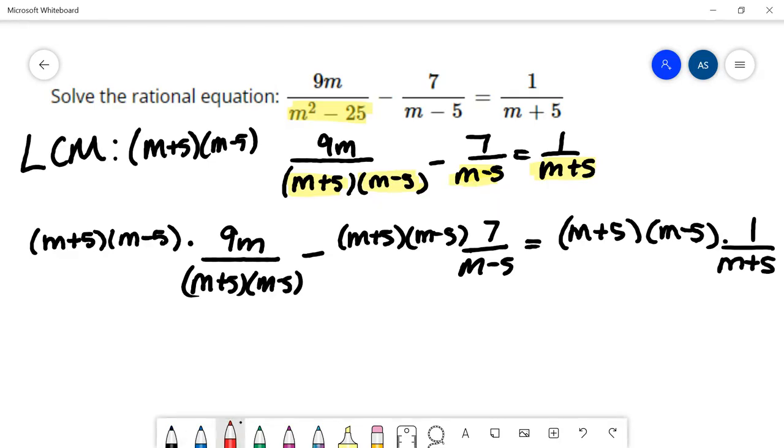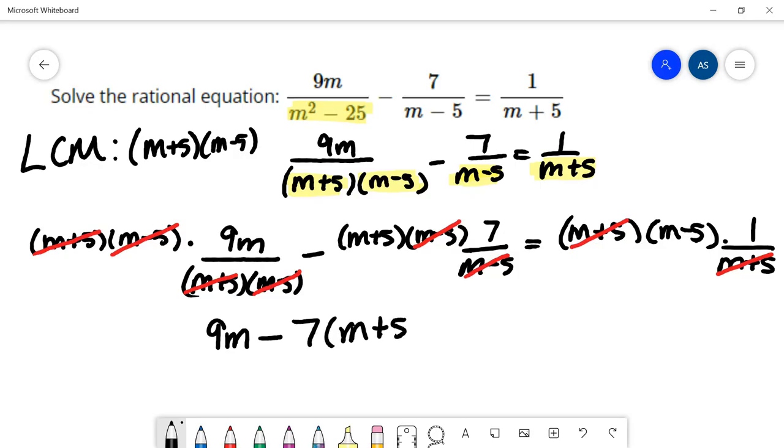Well, once we multiply by the least common multiple on every term, we should be canceling our denominators. M plus 5 cancels, m minus 5 cancels for the first term. M minus 5 cancels for the second term. M plus 5 cancels for the last term. So what do we have left? We have 9m minus 7 times m plus 5 equals 1 times m minus 5.